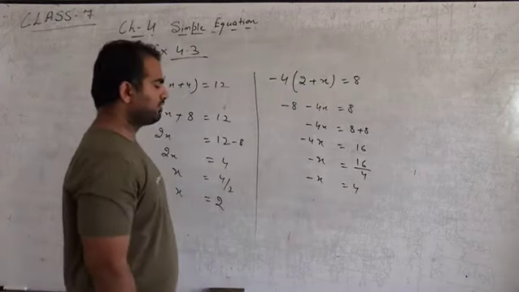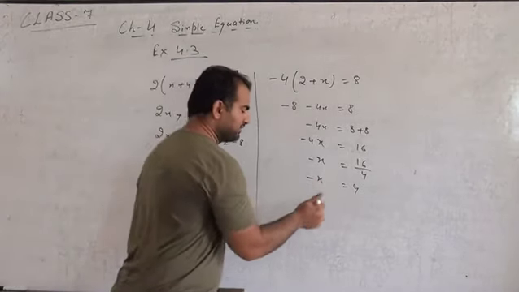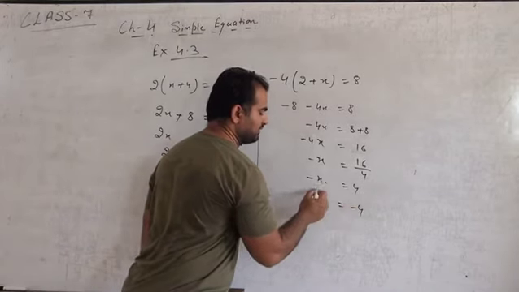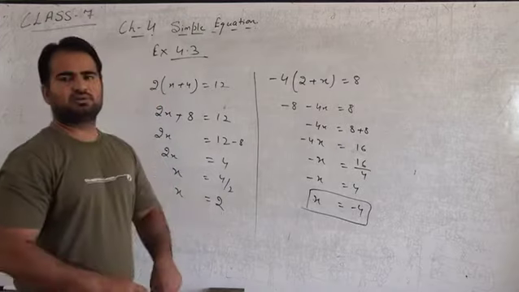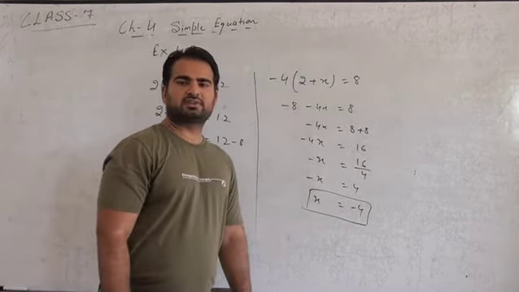What do we have to do? We have to multiply both sides by minus 1. So minus 1 into this will be positive, and minus 1 into 4 will be minus 4. This is the final answer. Or you can literally say that we will transfer this minus to that side.